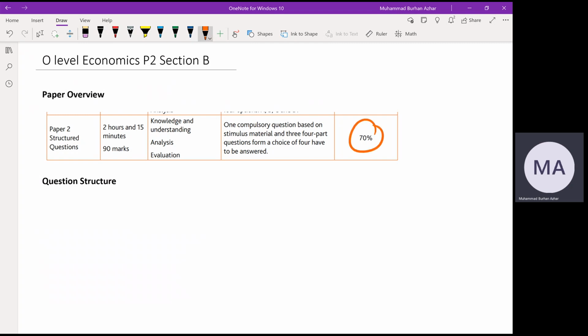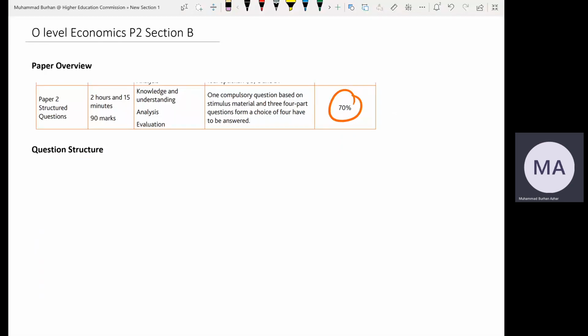First of all, it is 70% of your component grade, ठीक है? So that means कि it is a huge chunk and your grade highly depends on paper 2. ठीक है? In this particular session, we will be talking about the section B, जो कि structured questions होते हैं. We'll be covering data responses in another video.